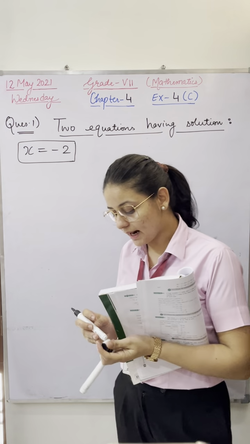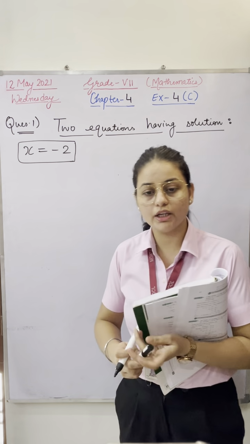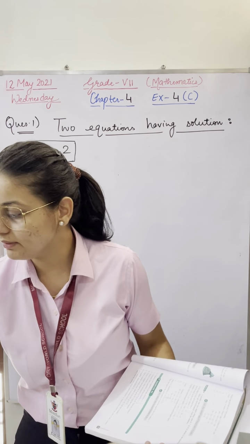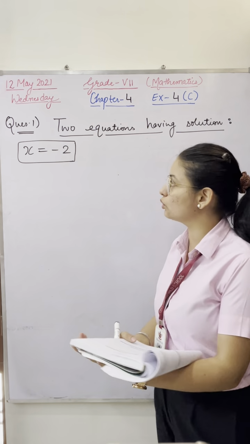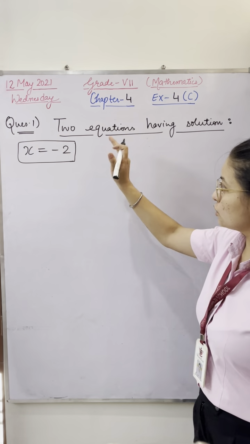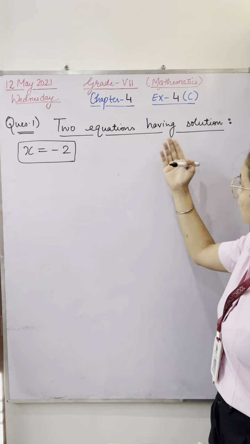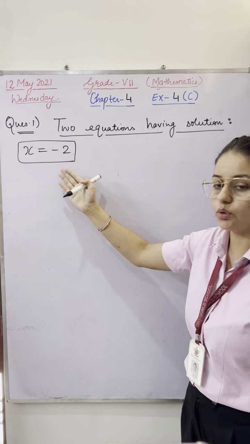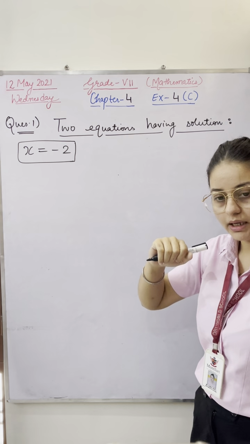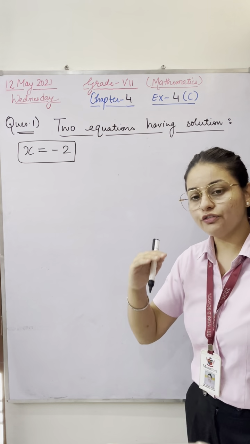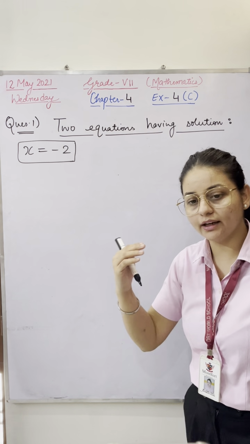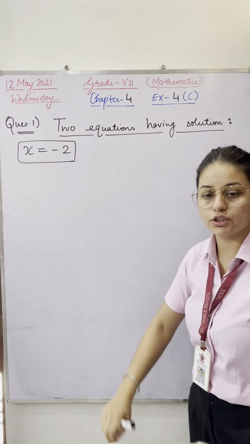So let's start with the first question. First two questions are a bit different and they are very easy. What are they saying in these two questions? In the first question they are saying, find out two equations having the solution x is equal to minus 2. Anyone, can you find an equation which will give the answer x is equal to minus 2?